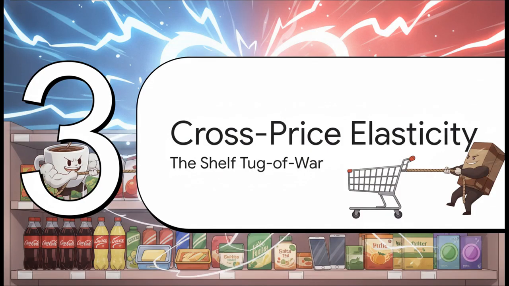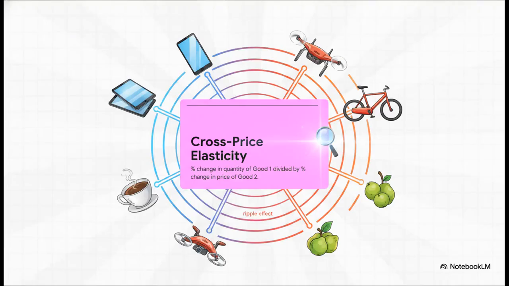Cross-price elasticity, the shelf tug-of-war. The formula gets a bit wider here. Cross-price elasticity of demand is the percentage change in the quantity demanded of good 1 divided by the percentage change in the price of an entirely different product, good 2. We are quite literally measuring the ripple effect one product has on another.